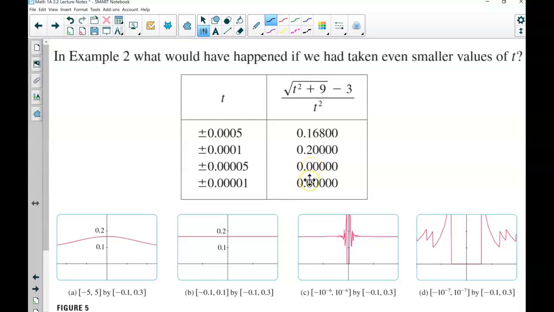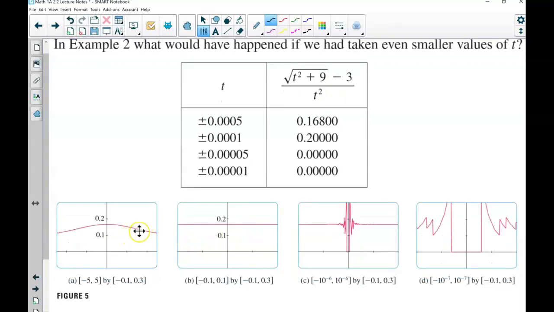Now, the problem is that the calculator gave false values, because the square root of t squared plus 9 is very close to 3 when t is small. So in fact, when t is sufficiently small, a calculator's value for the square root of t squared plus 9 is 3.000, to as many digits as a calculator is capable of carrying. Something similar happens when we try to graph that function, square root of t squared plus 9 minus 3 over t squared, on a graphing calculator or on a computer.